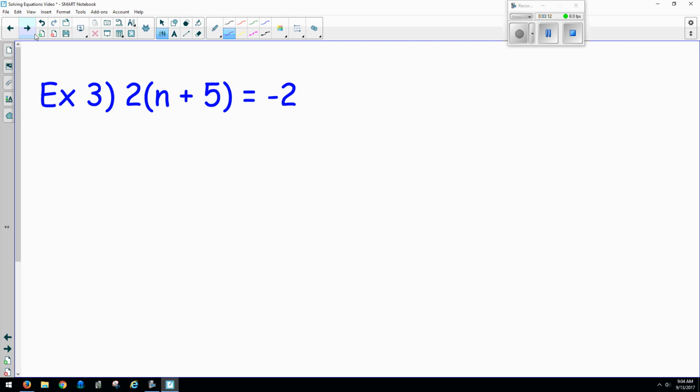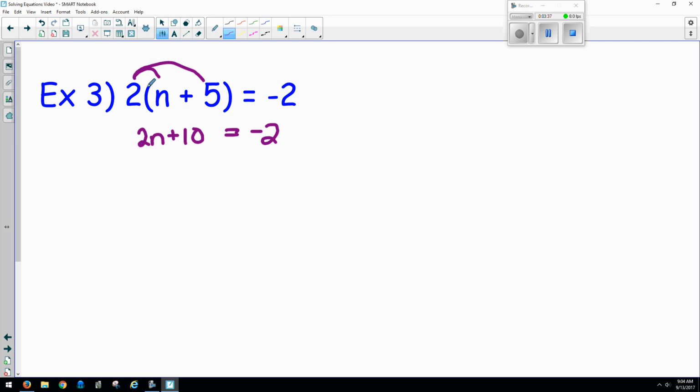In the next example, we're going to use what we call the distributive property. Hopefully you've heard that term before. We're going to go over properties pretty in detail this year, but the distributive property takes the number in front and multiplies it to every term inside the parentheses. So this is going to be 2n plus 10 equals negative 2, and then I'm just going to go from here.